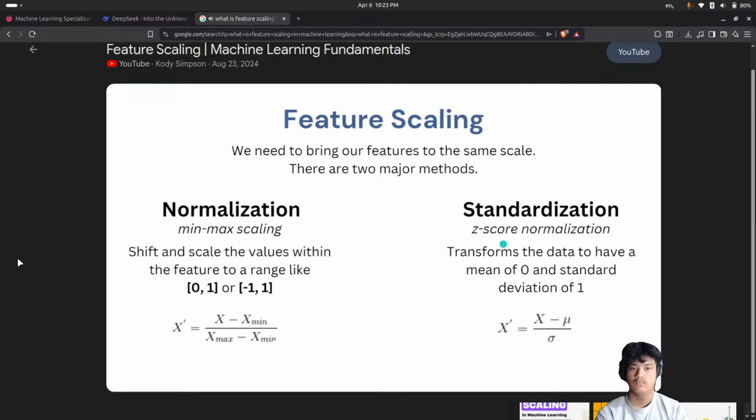Standardization, also known as z-score normalization, will use a different formula down here to transform the data to have a mean of 0 and also a standard deviation of 1. So this formula is the new x is equal to the original x minus the mean, divided by the standard deviation. Both of these will do feature scaling for you. They differ in how they work and also in what situations you should probably use one of these two.